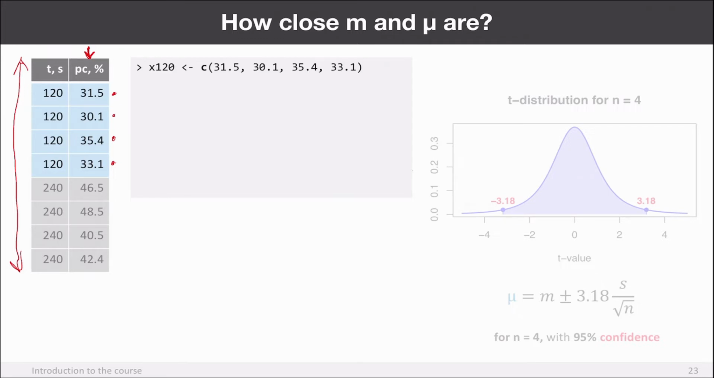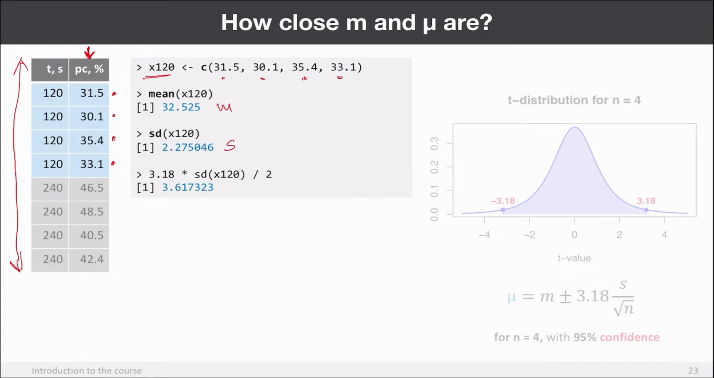So this is the R code. You can see that first of all, I create a variable called x120. And then I simply combine these 4 values that I have in my second column. So these are my response values, right? Now I compute the mean. So this is my M value, it's the mean. And then I also compute the standard deviation. So this is my S value.